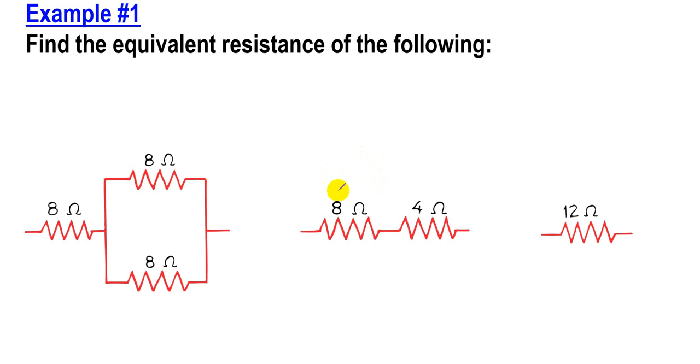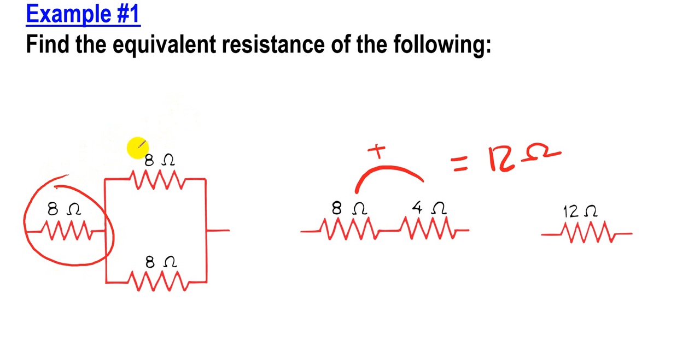In a series circuit, if we need to find total resistance or equivalent resistance, all we need to do is add them up. So in this case, 8 plus 4 will give us 12. 12 ohms is the equivalent resistance for this series circuit. Now let's look at the combined one. This one is parallel with these two once they combine.